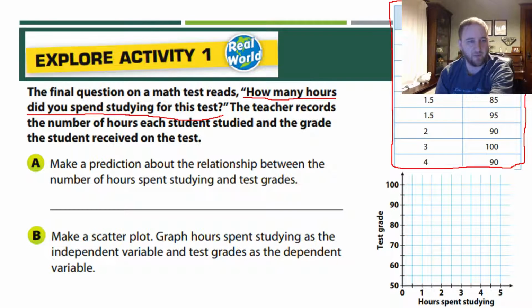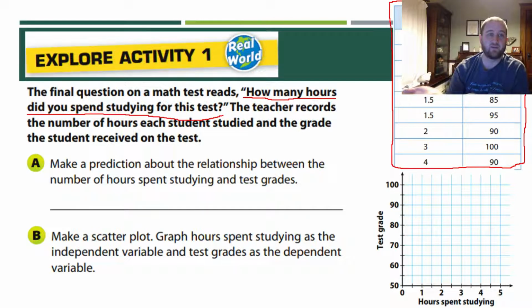Part A says, make a prediction about the relationship between the number of hours spent studying and the test grades, right? So you might make a prediction, oh yeah, the more that somebody studies, the higher the grade they're going to get, right? That makes sense. If you don't study at all, you're probably not going to get as high of a test grade as somebody who studied for 2 or 3 hours. That's just kind of how it usually goes. So that's a good prediction that we can make.